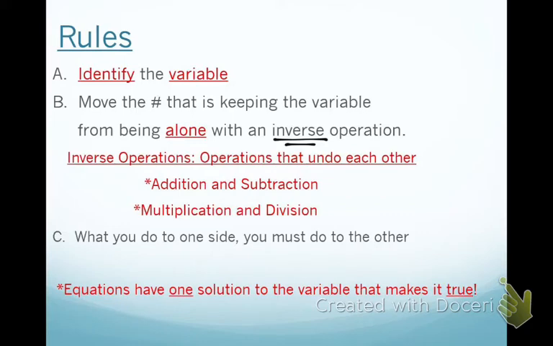What you do to one side, you must do to the other. So think about your siblings. Whatever your parents do for an older sibling or a younger sibling, you want them to do the same thing for you so that they are fair. So in this case, what you do to one side, you must do to the other. And finally, equations will only have one solution to the variable that makes it true.